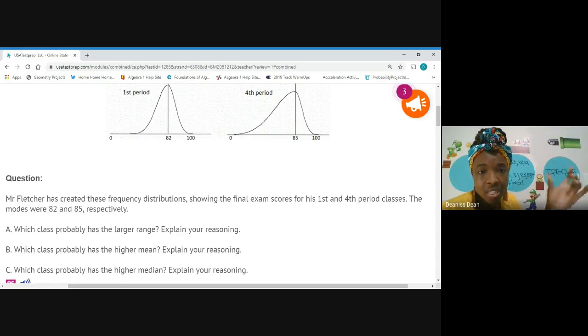mean overall because my numbers are closer together. They're not as spread out as fourth period's numbers. So my mean would have to be higher. Does that make sense? If I need to explain it differently, let me know, okay?